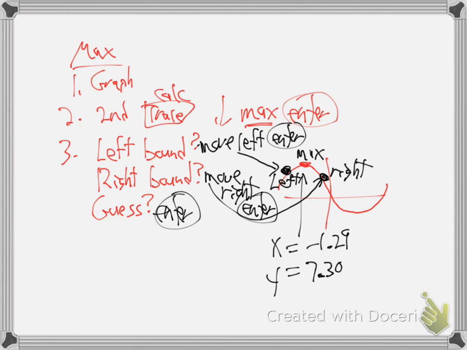So you got to move your cursor left. What you're doing is giving the calculator a zone to search for the max. That's why it wants left bound, right bound. You're basically saying, hey calculator, search in this zone for the maximum. Here's the left edge, right edge. You just move left, hit enter, move right, hit enter, and then just hit enter for guess, and it'll find those values. All right, we're out of time.